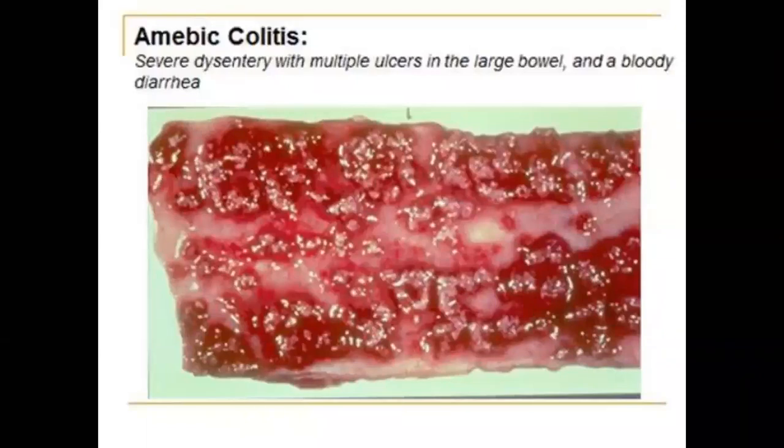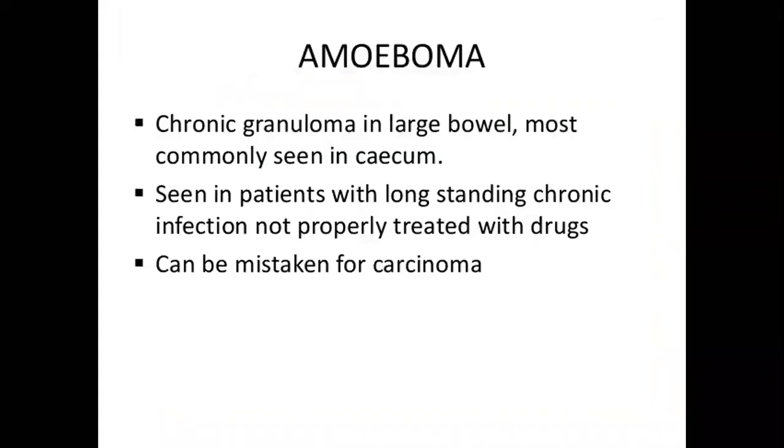Now, this is typical amoebic colitis, in which you see severe dysentery with multiple ulcers in the large bowel and bloody diarrhea. What is an amoeboma? It's a chronic granuloma in the large bowel, most commonly seen in the caecum. It is seen in patients with long-standing chronic infection not properly treated with drugs. It can be mistaken for carcinoma.